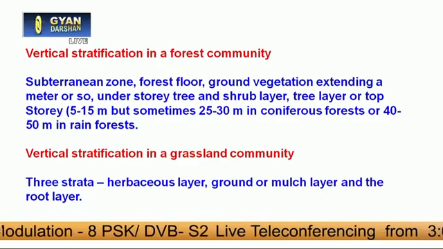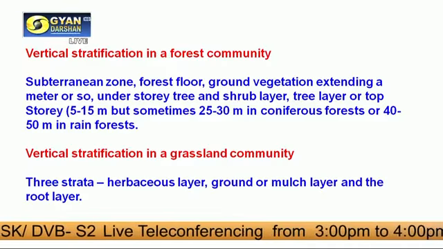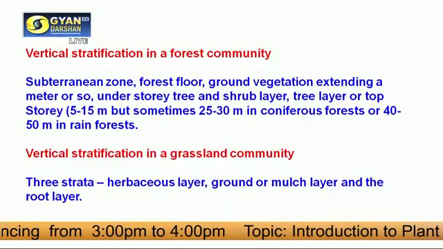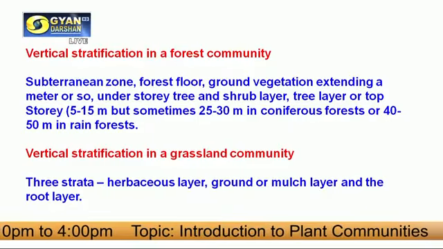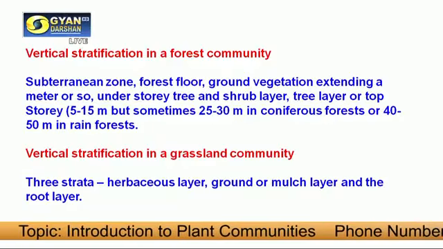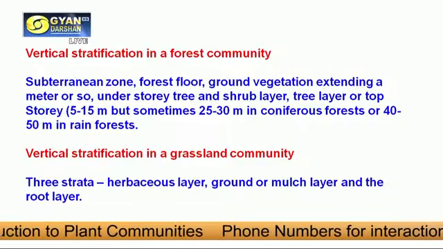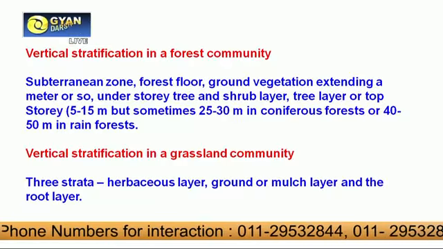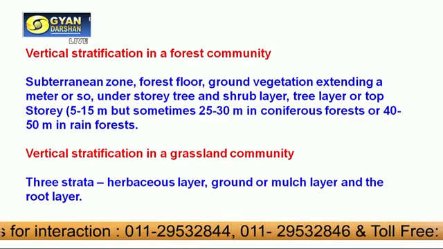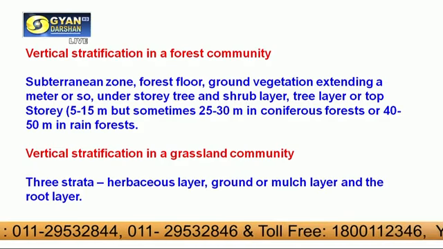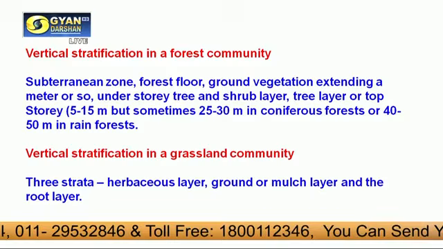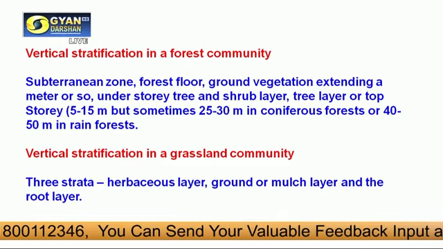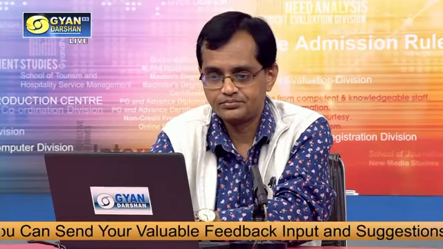I think the last part we have already discussed. Even then, I just repeat that vertical stratification in a forest community. Like in a subterranean zone, forest floor, ground vegetation extending a meter or so, understory tree and shrub layer, tree layer or top story. So there can be different kinds of combinations or different kinds of organization. In a grassland community, there are 3 strata: herbaceous layer, ground or mulch layer, and the root layer.